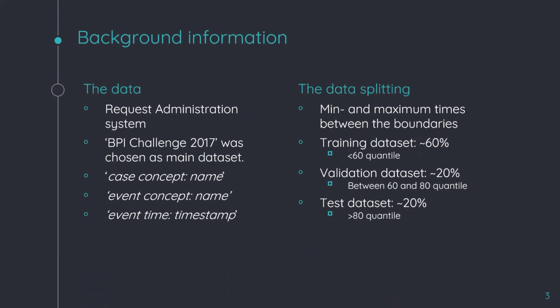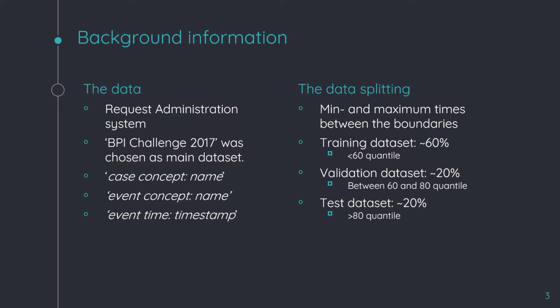The goal of the project is to predict the upcoming activity and corresponding time for a request in the administration system. For this project, multiple predictors were developed. We chose as main dataset BPI Challenge 2017, which has as main attributes case concept name, event concept name, and event timestamp. We've also had to split the data. We split it into training, validation, and test datasets.